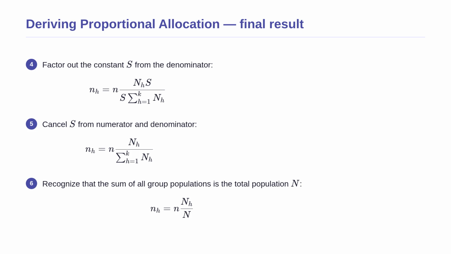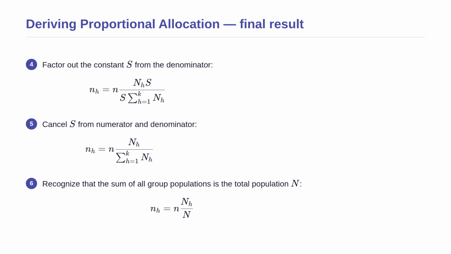Continuing our derivation, because S is a constant number, we can factor it out of the summation in the denominator. Once it is factored out, the S on the top and the S on the bottom perfectly cancel each other out. After the standard deviation cancels out, look at what is left in the denominator. It is simply the sum of all the individual group populations. Mathematically, the sum of all group populations is exactly equal to the grand total population, capital N. Substituting N gives us our final result.